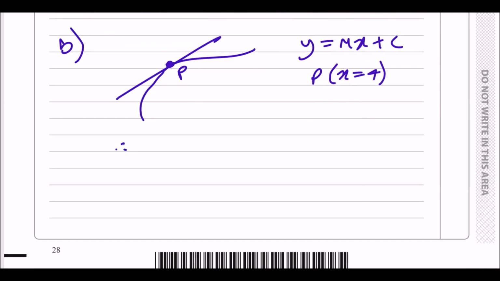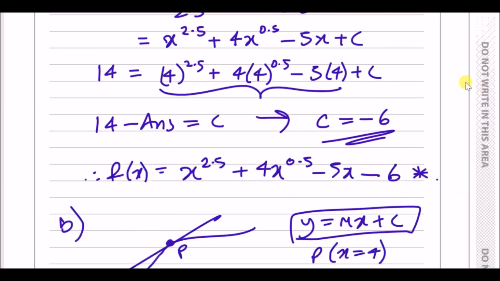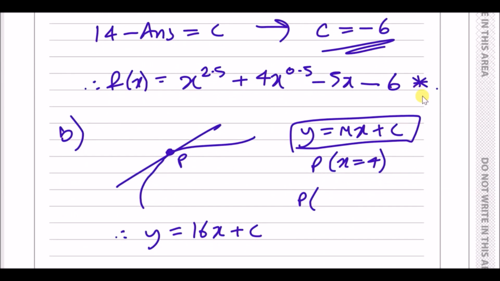So we can say now that y equals mx plus c becomes y equals 16x plus c. Now, how do we get c? Well, again, we know that we're using point P as a reference. And if you recall, point P was what again? It was (4, 14). So now just plug in your coordinates.